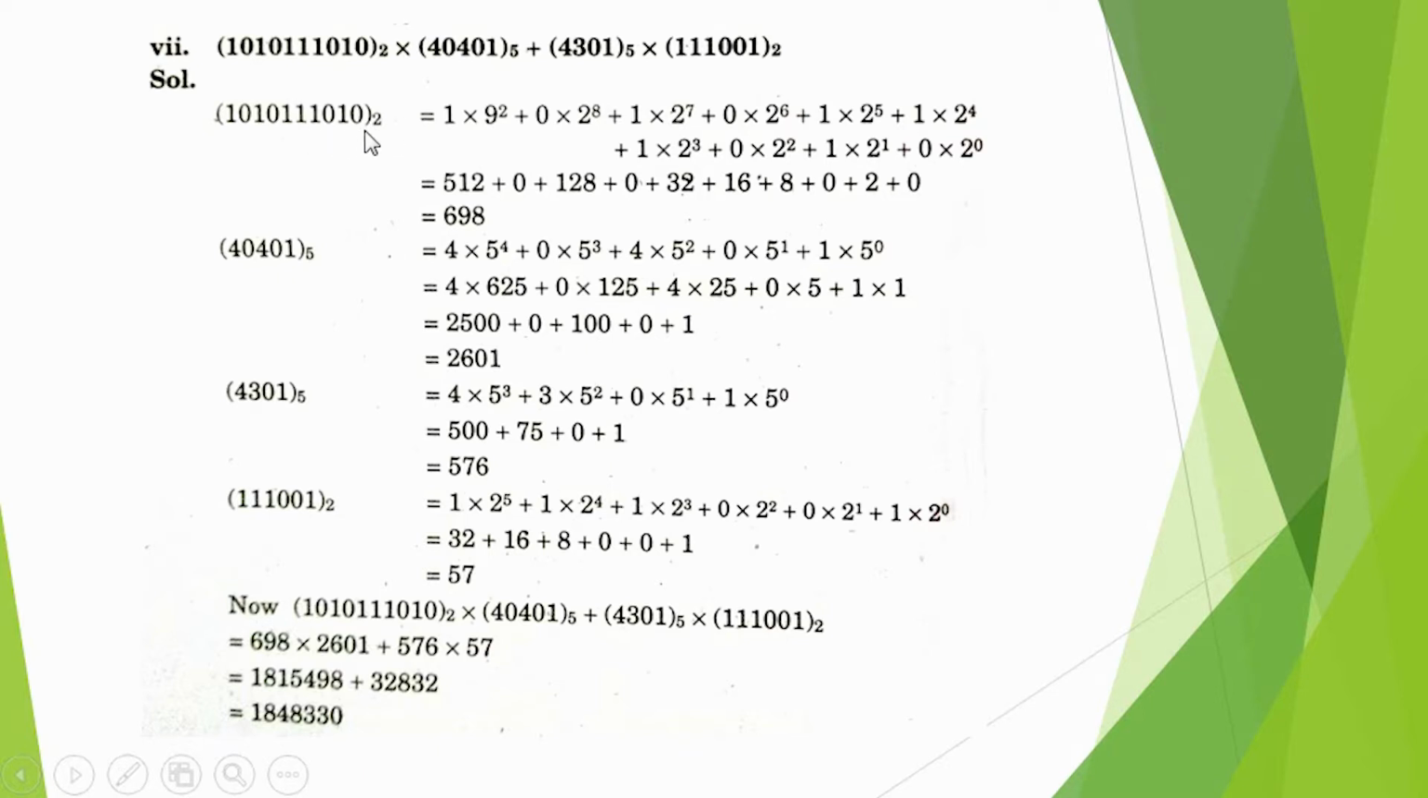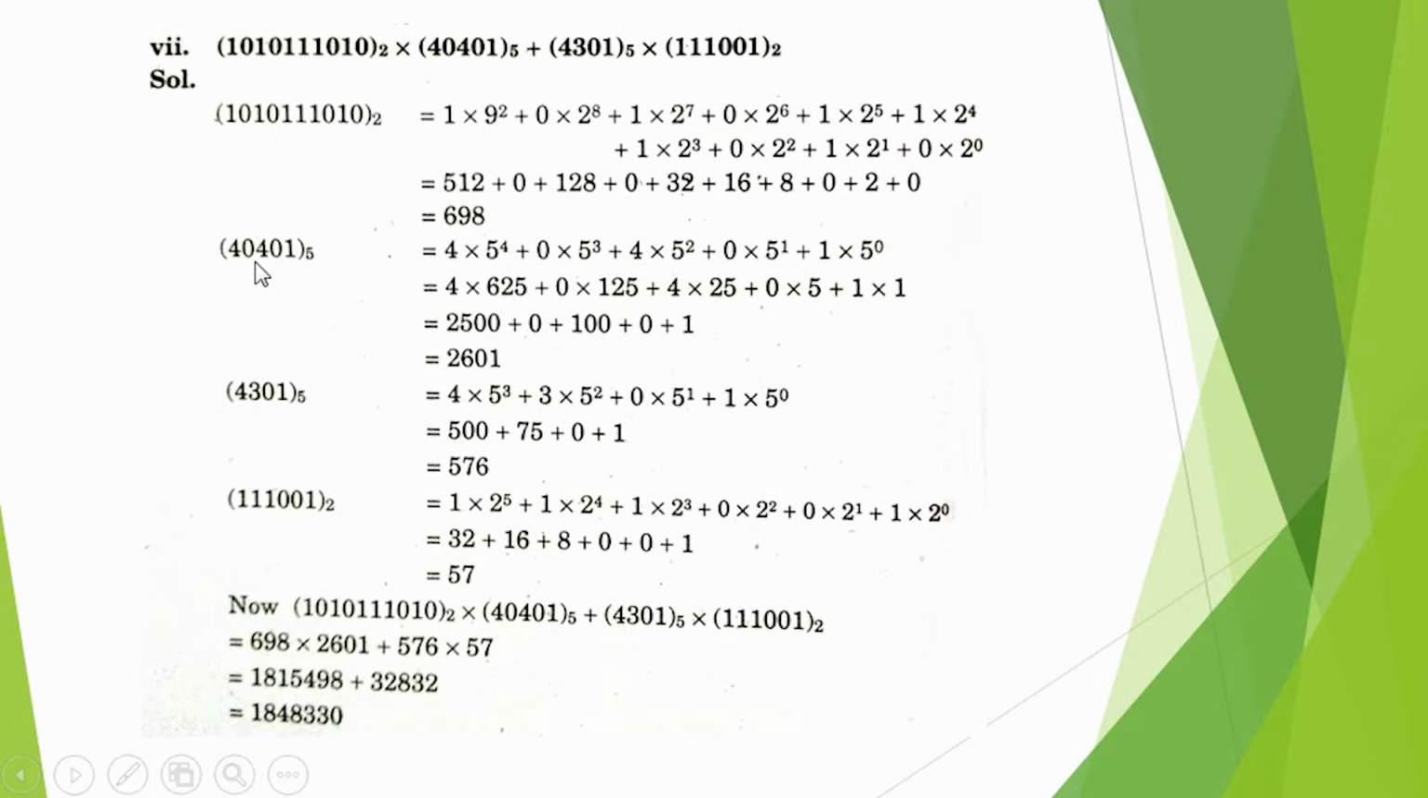1 0 1 0 1 1 1 0 1, 1 multiply 2, 0 multiply 2, 1 multiply 2, 0 multiply 2, 1 multiply 2, 1 multiply 2, 1 multiply 2, 0 multiply 2, 1 multiply 2 and 0 multiply 2. Now we write their powers 0 1 2 3 4 5 6 7 8 and 9. Now we write their numbers: 512 plus 0 plus 128 plus 0 plus 32. The values whose multiply with 0 is 0. When we add these values, 698 comes.